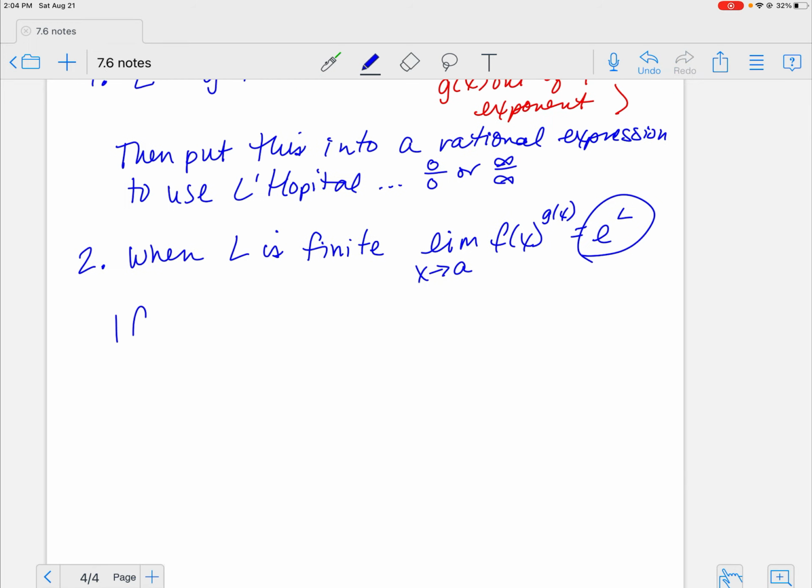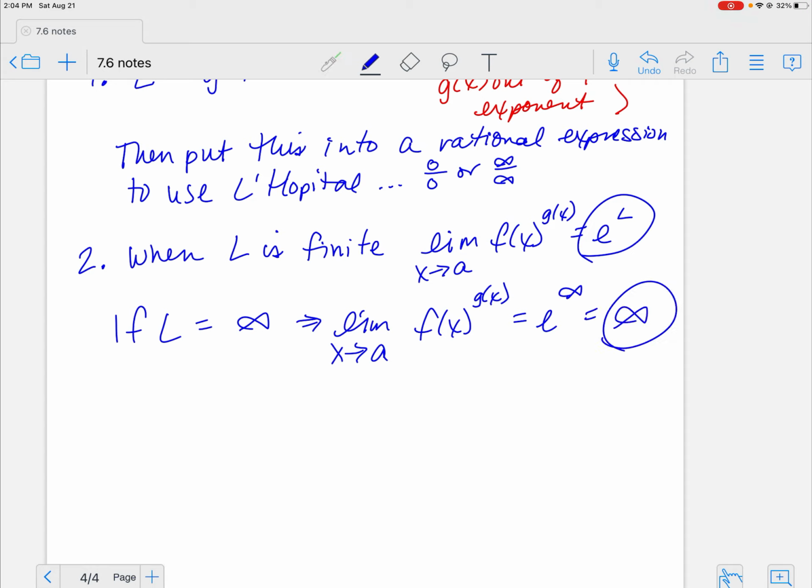Okay, if L is infinity, then the limit as x approaches a of f of x to the g of x is equal to e to the infinity, which is obviously infinity. No duh, right? Because whatever this value is that L is, it goes as the exponent of e. And so if it's infinite, then my whole answer is infinite.